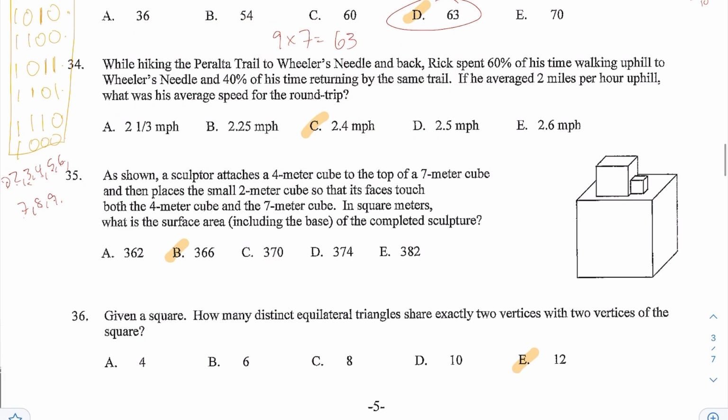All right, next one, number 34. When hiking the Peralta Trail to the Wheeler Needle and back, Rick spent 60% of his time walking uphill, to Wheeler Needle, and 40% of his time returning by the same trail. If he averaged 2 miles per hour uphill, what was his average speed for the round trip? So average speed is total distance over total time.